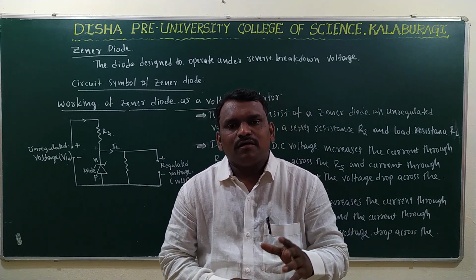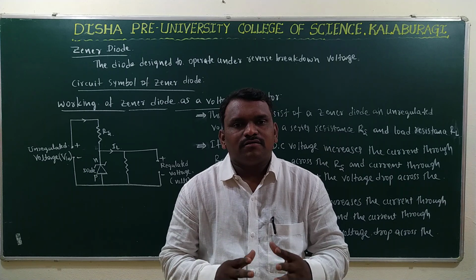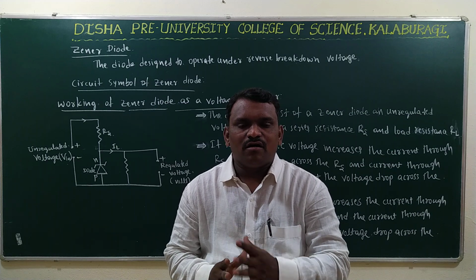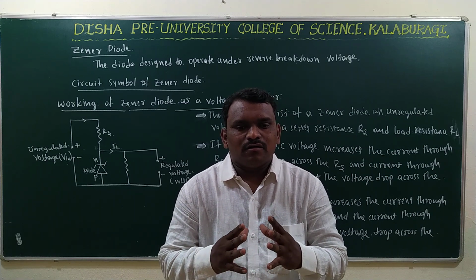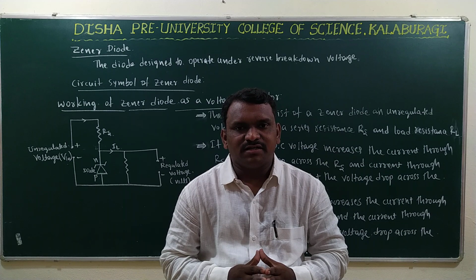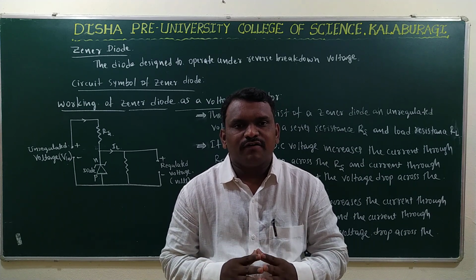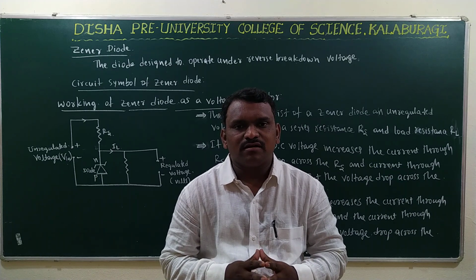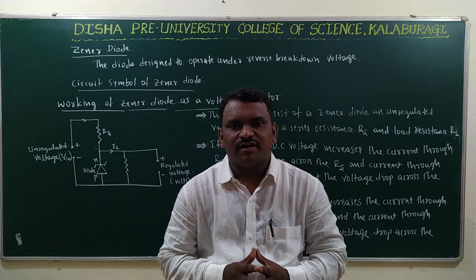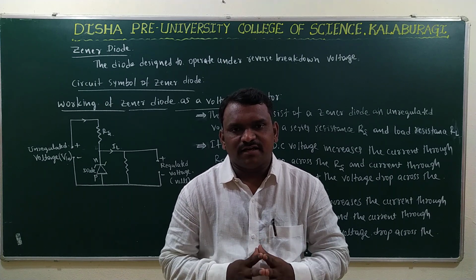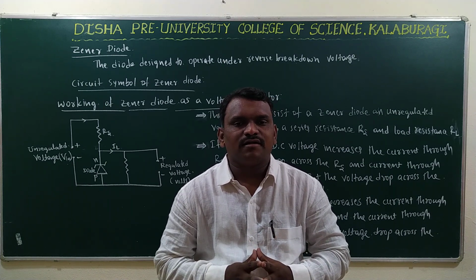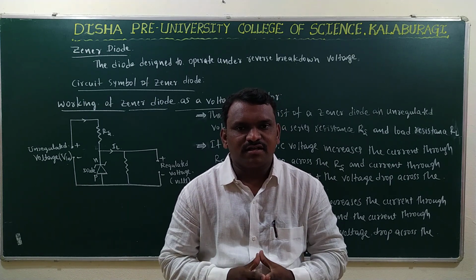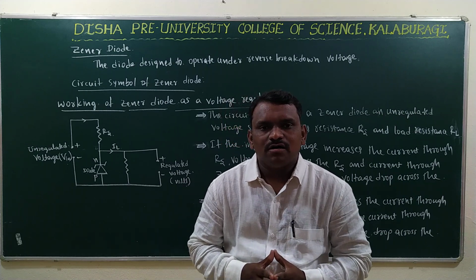In a full wave rectifier, a center tapped transformer is present. In the half wave rectifier, a normal transformer is present. In the full wave rectifier, the complete cycle, both positive and negative half cycles, conducts the current. In the half wave rectifier, only half of the cycle conducts the current. This concept was studied in the last class.